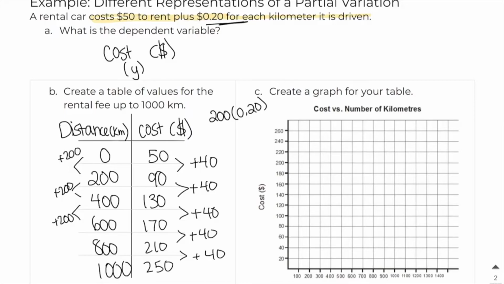So we know that at 0 kilometers, we're going to pay $50. So I will go to 0 kilometers right here, and I know that I'm going to pay $50. So I can put a point at $50.